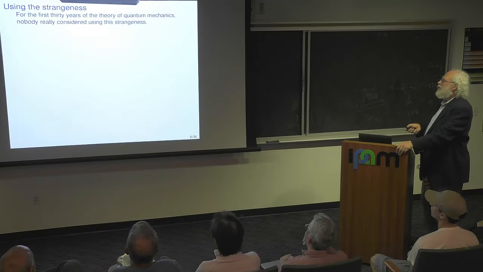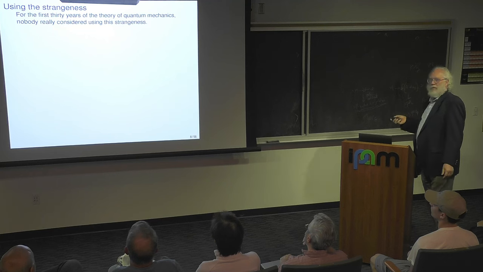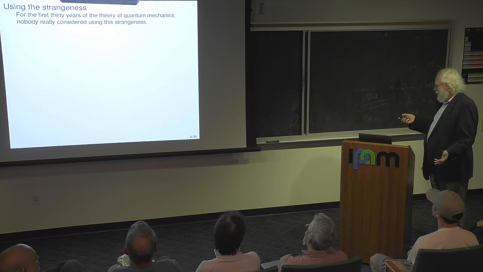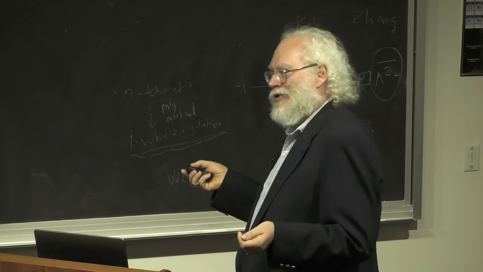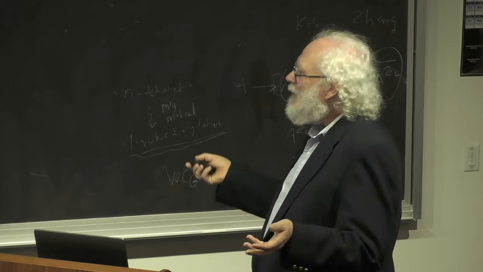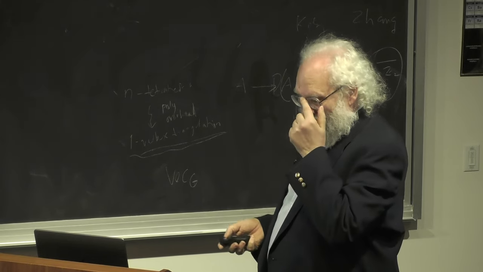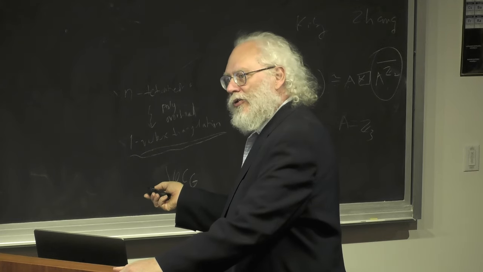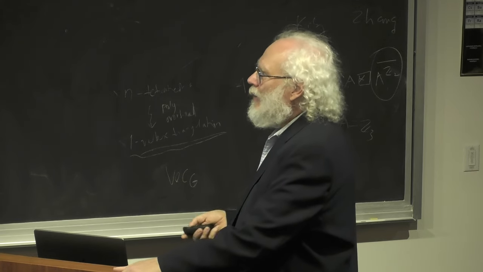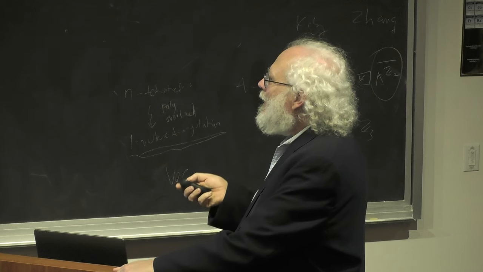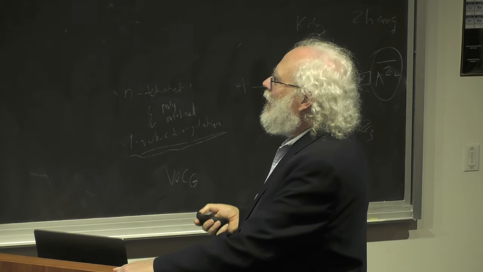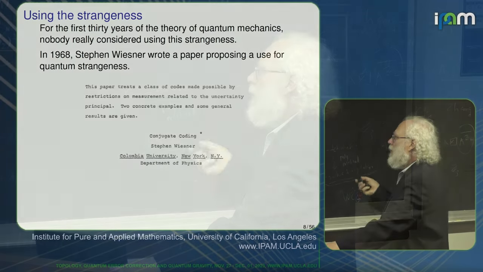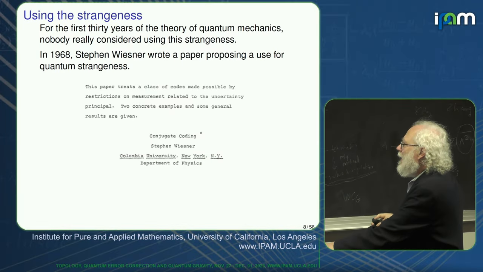So for the first 30 years of the theory of quantum mechanics, nobody really considered using this strangeness. This was a weird thing about how nature behaved, but it didn't have any applications as far as anybody was concerned. I mean, they used quantum mechanics to develop lasers and many other things, but they didn't really use the strangeness. So that changed in 1968 when Stephen Wiesner wrote a paper proposing a use for quantum strangeness.